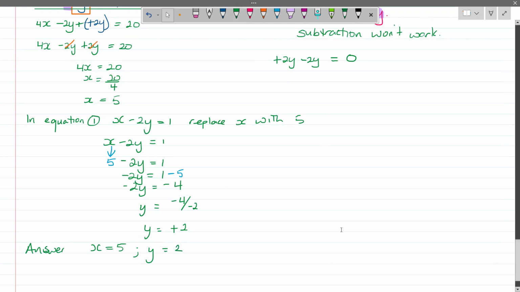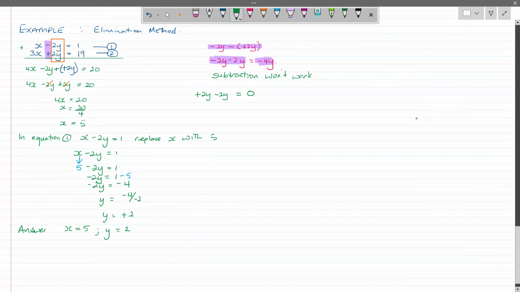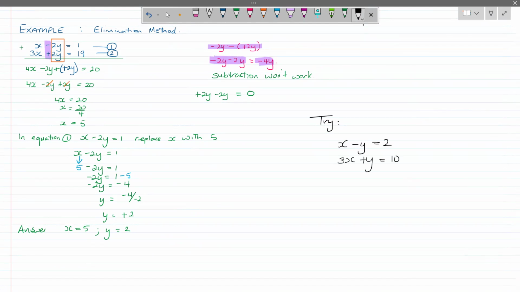Let's try a simple one. I'll make this a little smaller so you can look at it as an example. You're going to do x minus y is equal to 2 and 3x plus y is equal to 10. And what I'm going to do is, just like I've done with the others, let me just try this out.